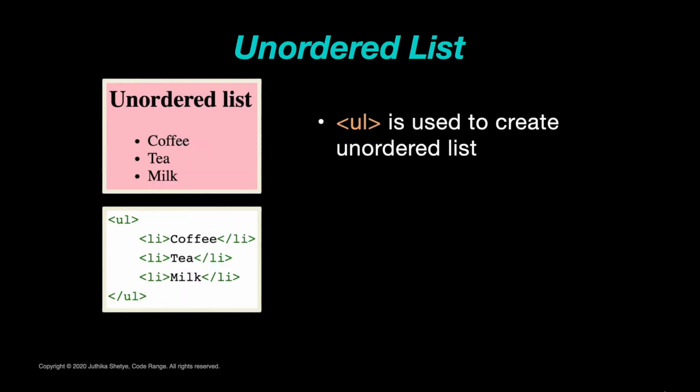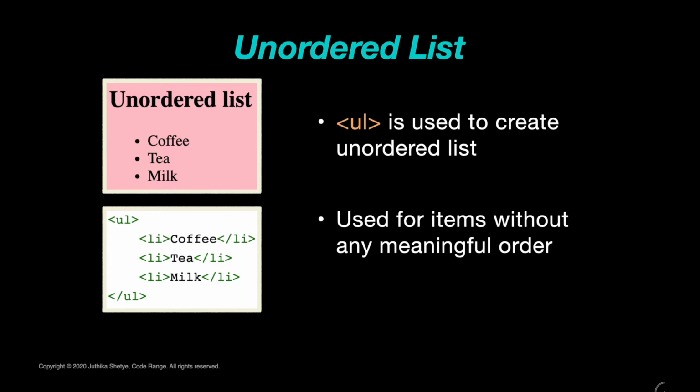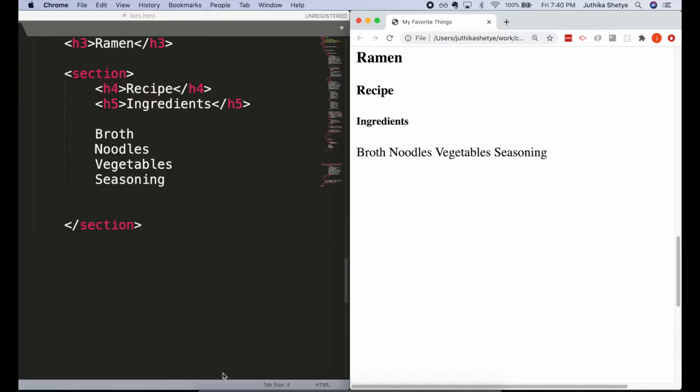An unordered list is created using the UL element. It is used for grouping a collection of items that do not have a numerical ordering and their order in the list is meaningless. Let's create a simple example of an unordered list.